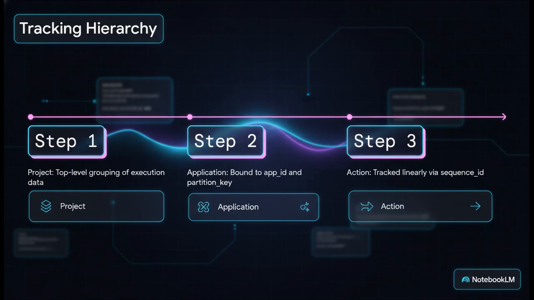You can think of this as your top-level codebase. Right under that is the application, which is essentially a single continuous trace or session, and that's bound by an app ID and a partition key, like a specific user's ID. Finally, you drill all the way down into the executed action or step. Each one of these steps is tracked linearly with a strict sequence ID. That means you capture exact state snapshots, inputs, outputs, and timestamps across the entire timeline.